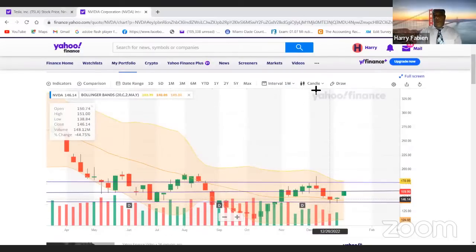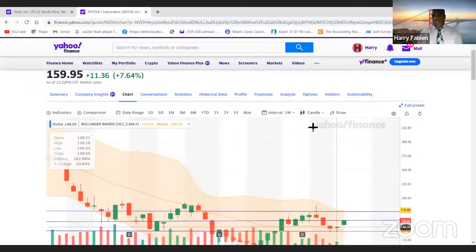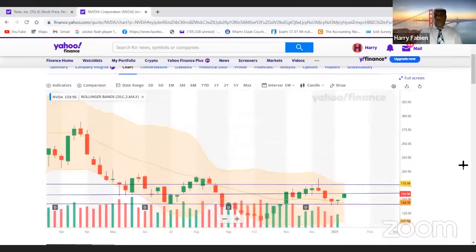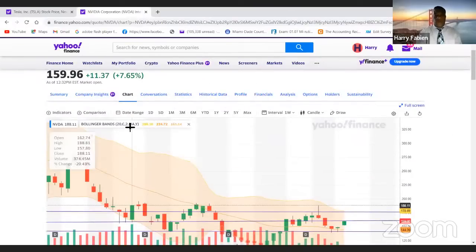So remember, you can change this to a line. You can play with it. I'm just going to give you some practice. Most people use candles. Let me just remove the motion. When you want to remove it, just click on pause, and it's removed.